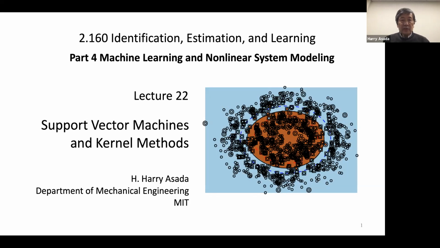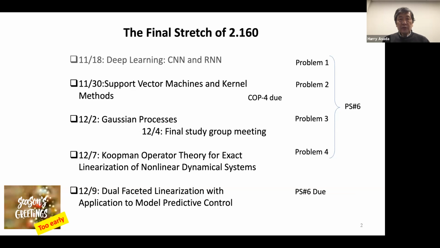So this is 2160, lecture 22, support vector machines and kernel methods. I'm Harry Asada. This is just a quick outline of the final 4 lectures and the schedule until the end of this class.